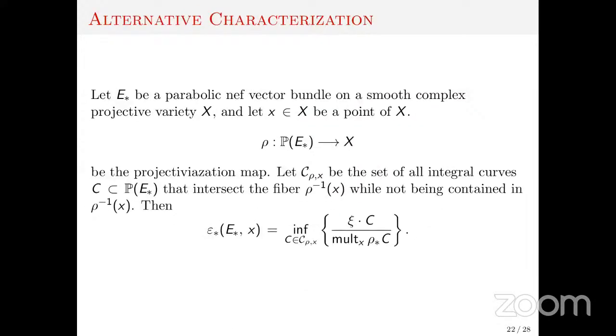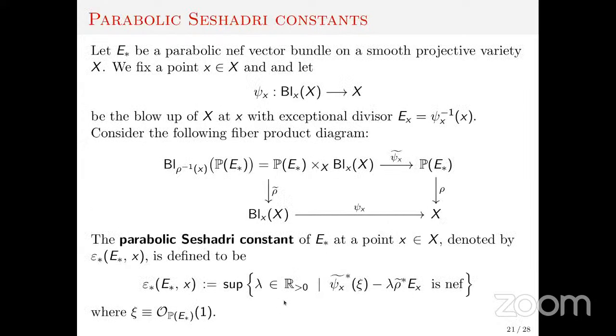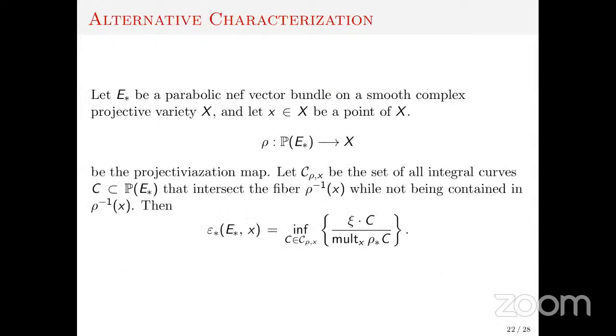This is quite straightforward if you consider the case of vector bundles and how the Seshadri constant for vector bundles is defined. But we want a definition which is like the case of line bundles, which is like the infimum over some curves of the fraction of the intersection product divided by the multiplicity. So next we'll see a characterization of such parabolic naive vector bundles.